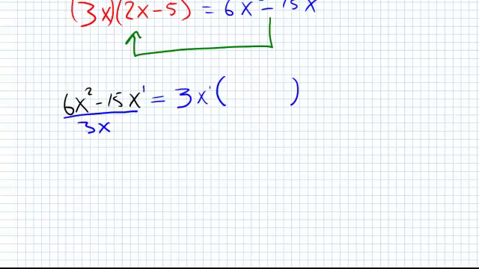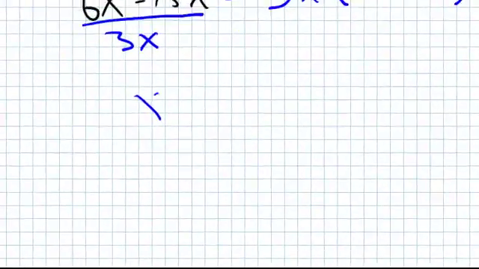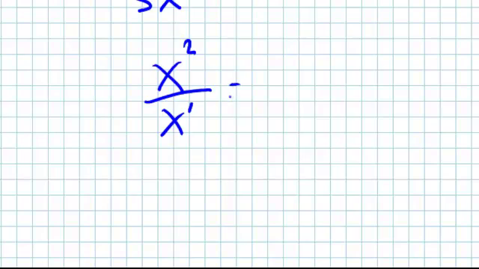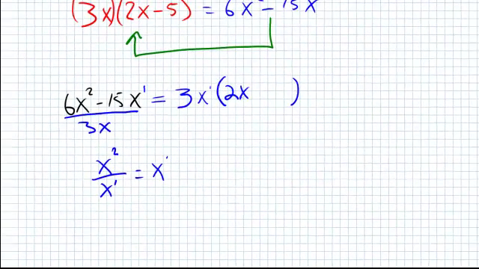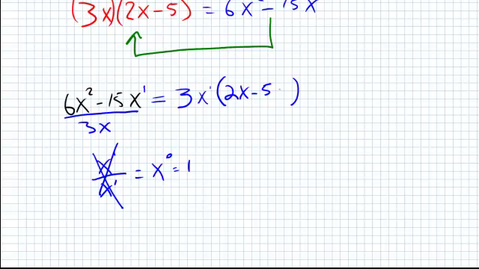So 6 divided by 3 is 2. X squared divided by x to the first, how do I do that? I just subtract my exponents. 2 minus 1 is 1. So x to the first. So I write a 2x out here. Then I do the same thing with 15. Negative 15 divided by 3 is negative 5. X to the first divided by x to the first is x to the 0. If you don't know, it's just 1, so I don't have to write anything down. They just kind of cancel each other out. So I got 2x minus 5.